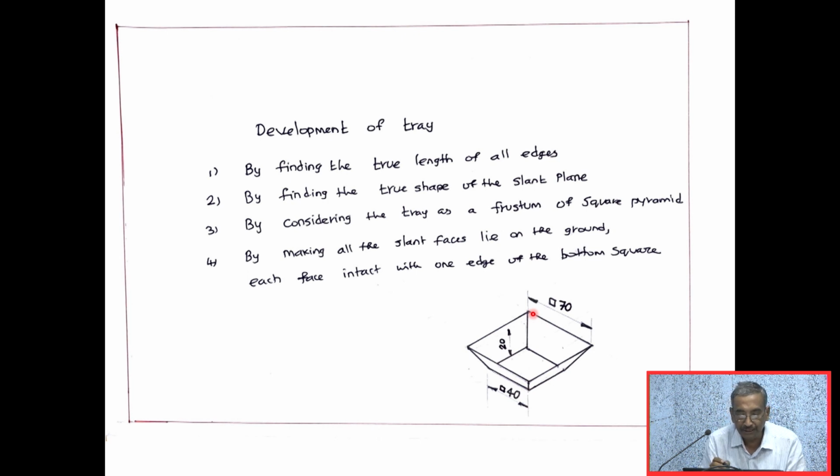The second method is by finding the true shape of the slant plane. If we have one slant plane, I will be finding the true shape of the slant plane. Third method, by considering the tray as a frustum of a square pyramid. So what I do is, I will keep it upside down. So it will be a square pyramid. It is a frustum of a square pyramid. So once I consider this as a frustum of a square pyramid, I can find the development.